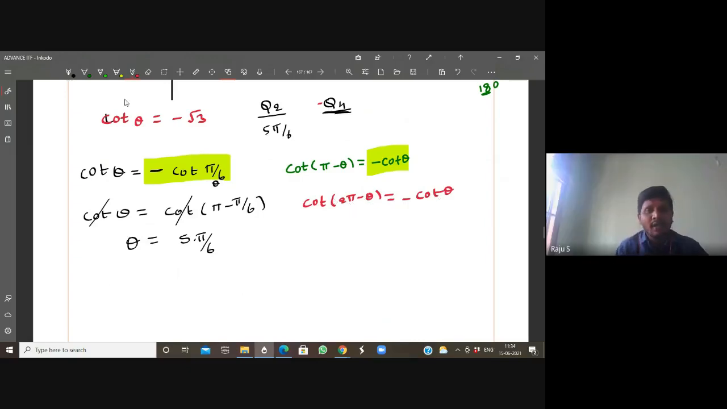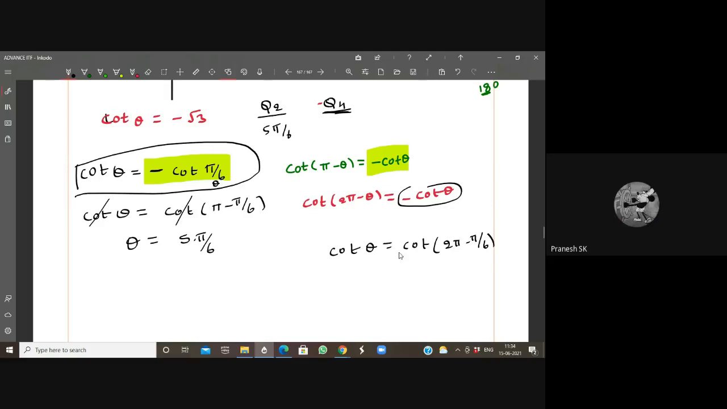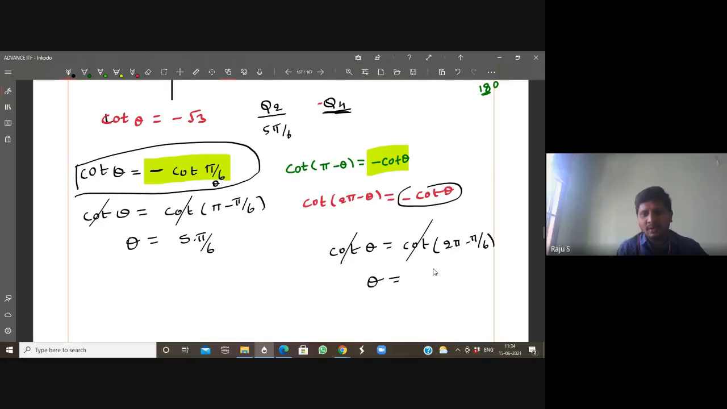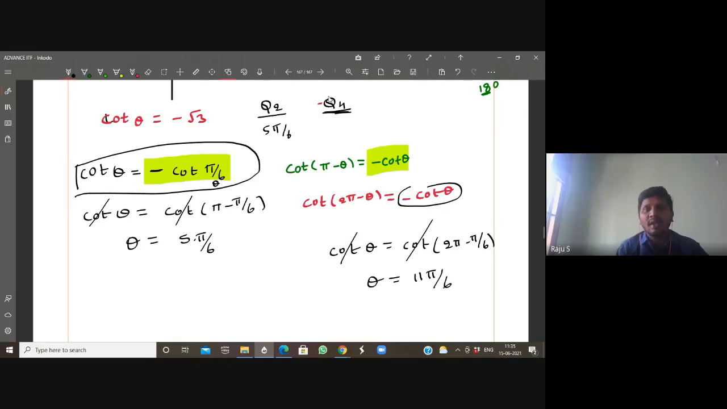Yes, okay, the given value, shall I write it again with the help of the RHS? RHS in the form of minus cot theta. So cot theta is equal to, shall I write this as cot of 2 pi minus pi by 6? Yes or no? 11 pi by 6. So the theta value is what? 11 pi by 6.